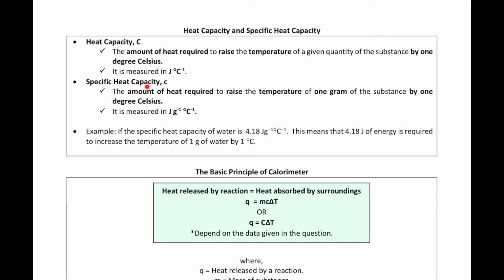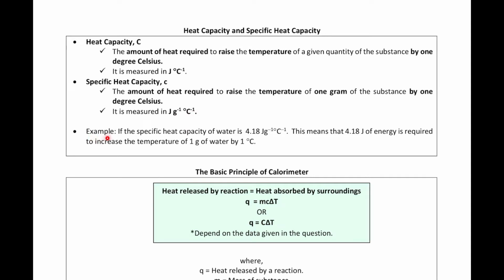Okay, next one, specific heat capacity, small letter c. Specific heat capacity adalah the amount of heat required to raise the temperature of 1 gram of substance by 1 degree Celsius. Okay, ini sesuai lah dengan perkataan dia, specific, dia lebih detail. So, berapa banyak energi yang kita perlu untuk tingkatkan suhu 1 gram substance by 1 degree Celsius. So, that's why unit dia joule per gram per degree Celsius.